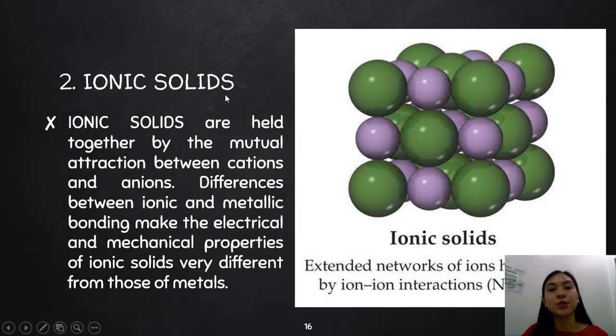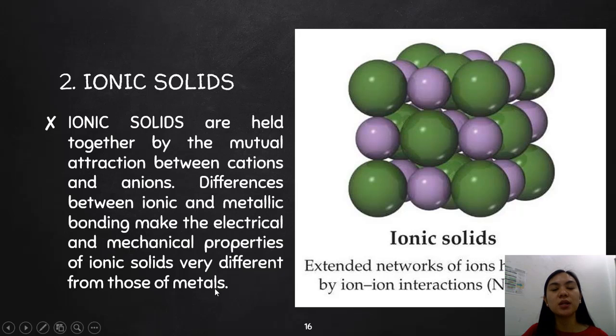So the next type of solid is known as ionic solids. From the name itself, it is composed of ions, and these are held together by the mutual attraction between cations and anions. Differences between ionic and metallic bonding make the electrical and mechanical properties of ionic solids very different from those materials.